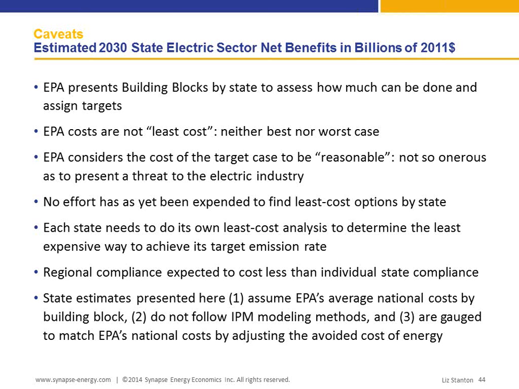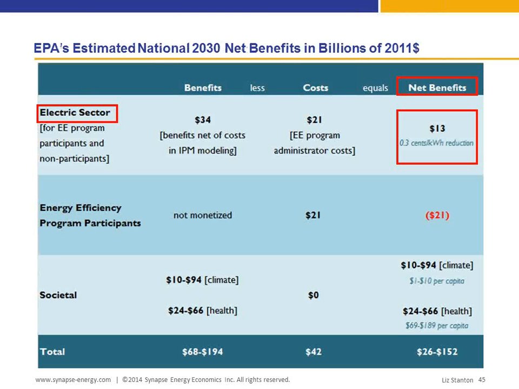And instead, what I'm doing to match EPA's national costs is adjusting the avoided cost of energy. Every time you don't generate something, you don't run your coal plant or whatever kind of generation because you're using energy efficiency, how much is saved? I'm adjusting that avoided cost of energy to match the EPA's results. And that's how I get to these estimated state costs.